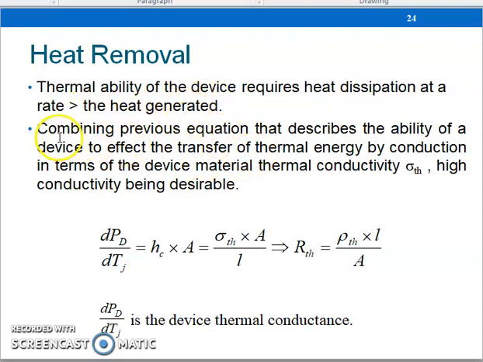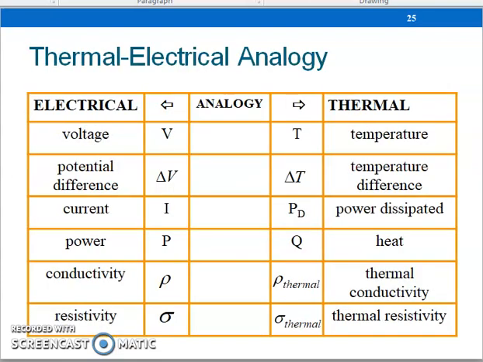So if we combine the previous equation that described the ability of the device to affect the transfer of thermal energy by conduction and also by conductivity, high conductivity is required. So here, dPd, the rate of dissipated power over the junction temperature, is considered the device thermal conductance.